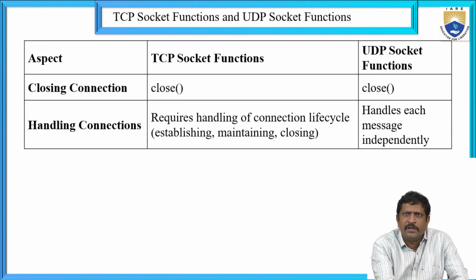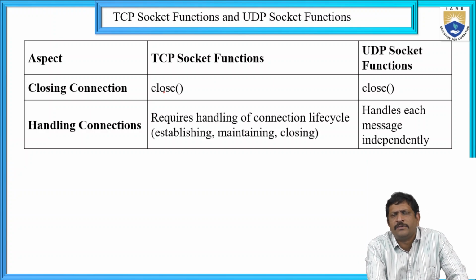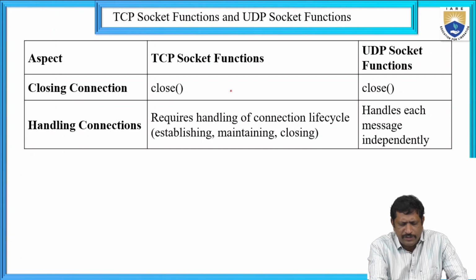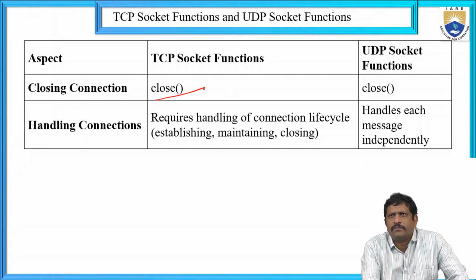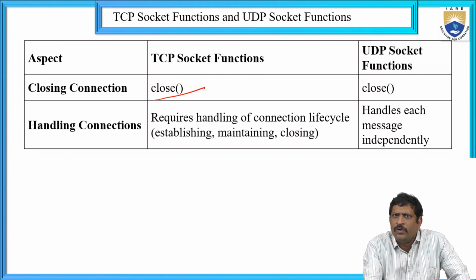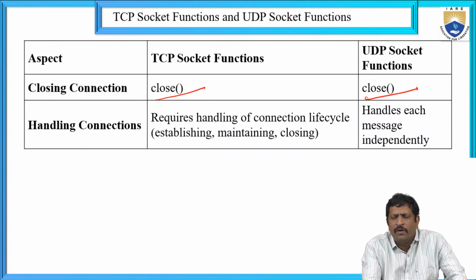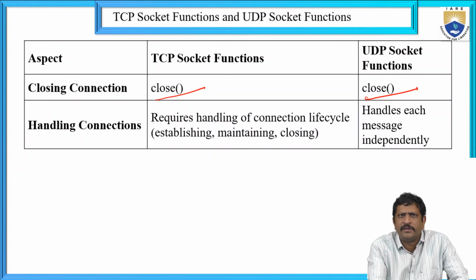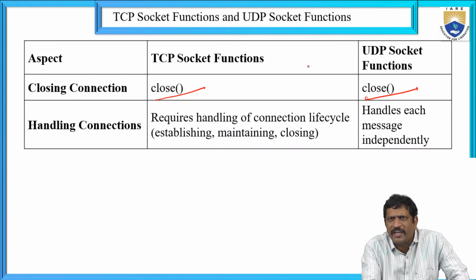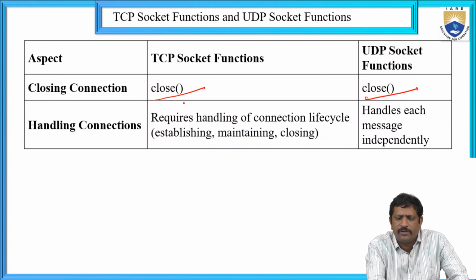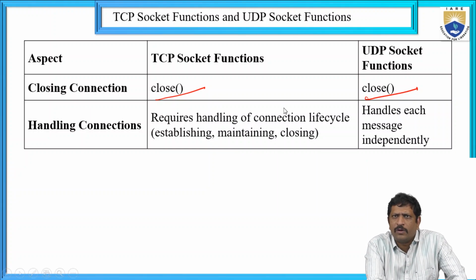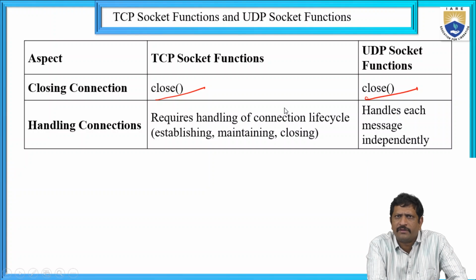Closing connection. In TCP socket functions, we use the close method, and UDP sockets also use the close function. Once the communication is completed between the two devices, only then can we use the closing function. So the closing function terminates the communication.